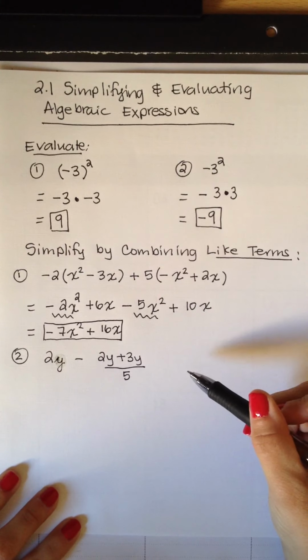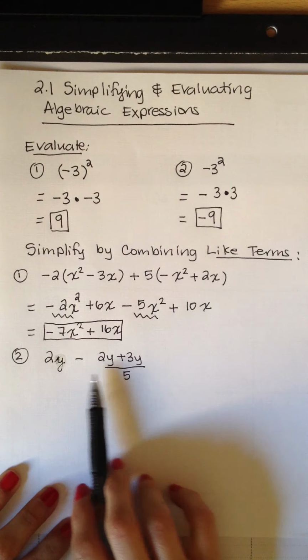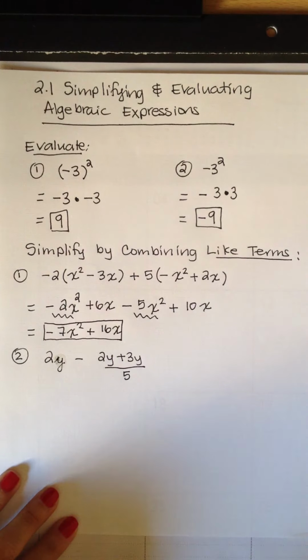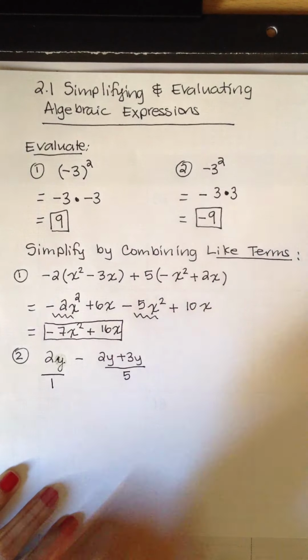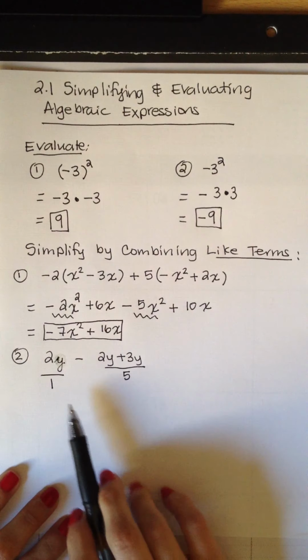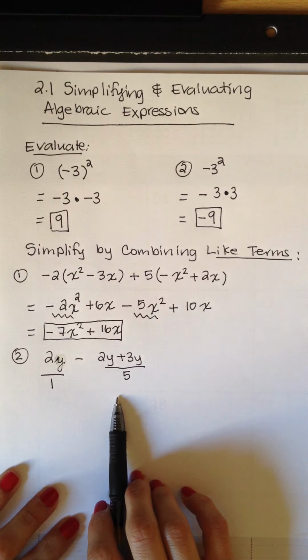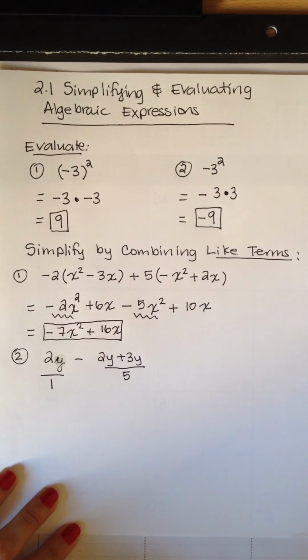Okay, next and last example, we have 2y minus 2y plus 3 divided by 5. One thing that we can do is we can write 2y over 1. Essentially, you have 2 fractions. In order to subtract fractions, we need to get a common denominator. In this case, the common denominator will be 5.